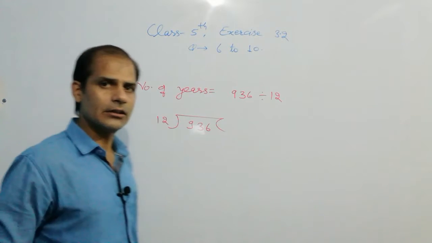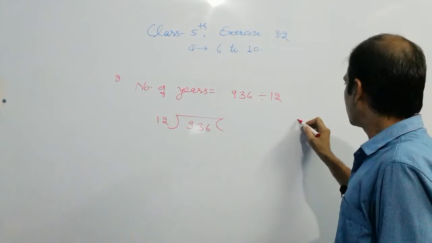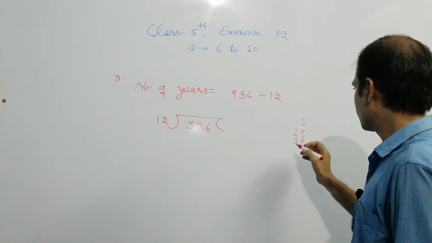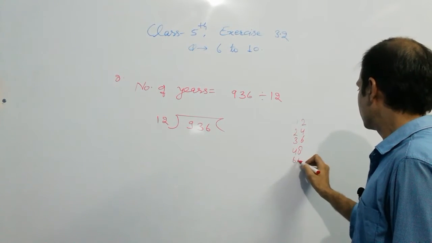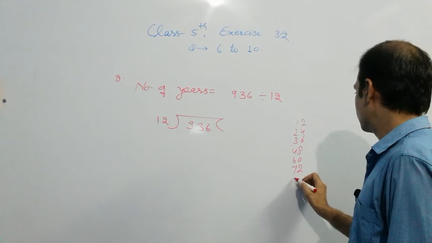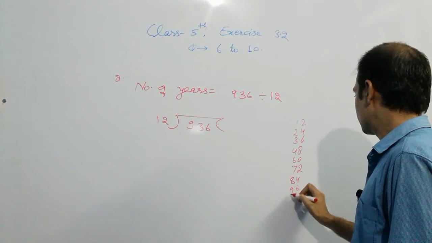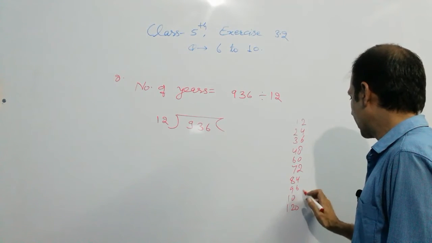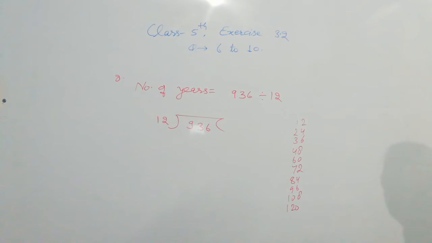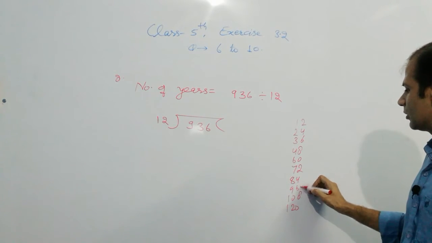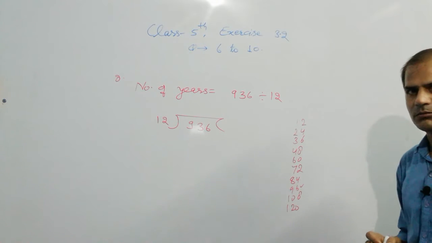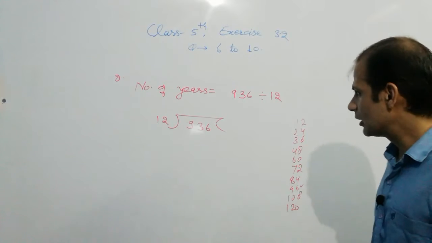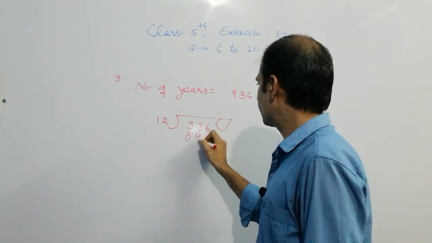Again, consider the table of 12. So I am writing 12 ones are 12, 12 twos are 24, 12 threes are 36, 48, 60, 72, and it is the table of 12. As you can see, we cannot write 12 for 96 yet because 96 is bigger. So it is 12 sevens, 1 2 3 4 5 6 7, 12 sevens are 84.